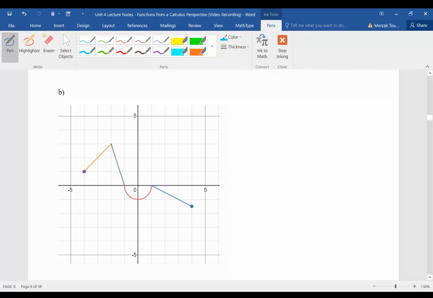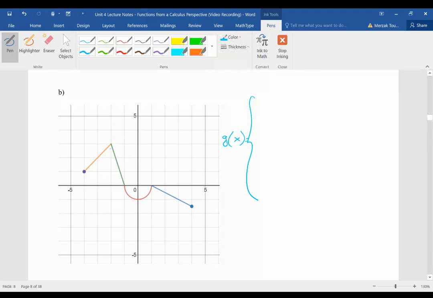So the first one, the orange one, that's a line segment. And the second piece, the green one, is another line segment. But the third one here is a half circle. And the fourth one is another line segment. So let's label this function with g. So g of x equals, and with the space for four expressions. Let's start with the orange one.